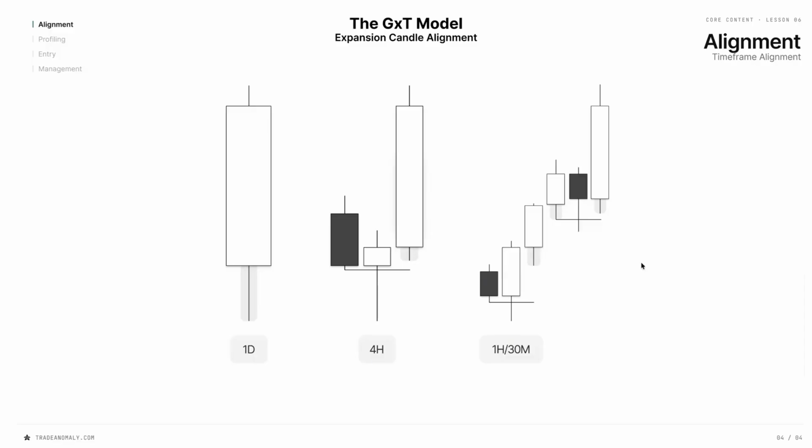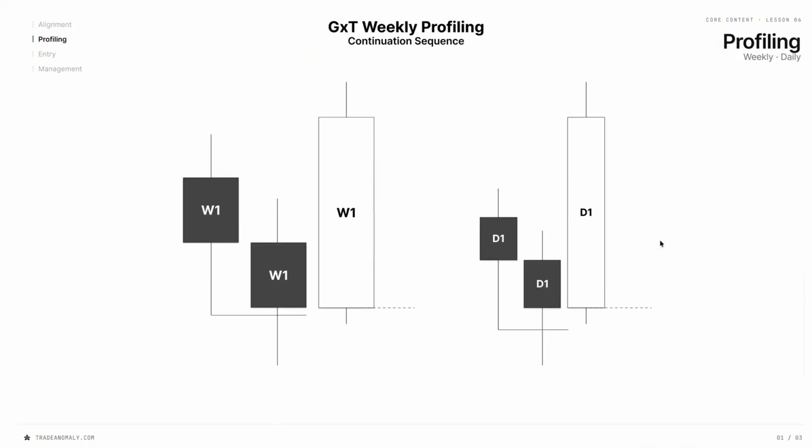So now let's get into how to actually do this mechanically. Alrighty, so here we are. We're going to be talking about how to profile a higher time frame candle with an aligned swing. So there are 3 sequences to the GXT model. The first one we're going to be covering is the continuation sequence using the weekly as the higher time frame candle and the daily as the aligned swing.